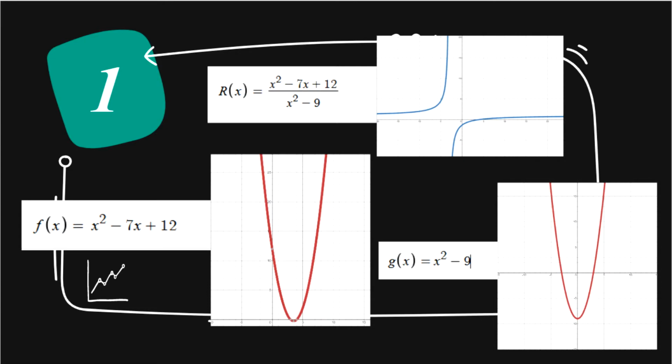The first condition of our function is that r of x should be in the form r of x equals f of x over g of x, where f of x and g of x are both polynomial functions. This condition is true for our function r of x, which is x squared minus 7x plus 12 divided by x squared minus 9, which are both polynomial functions.